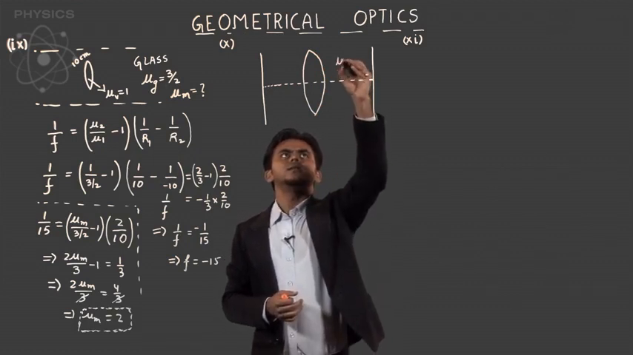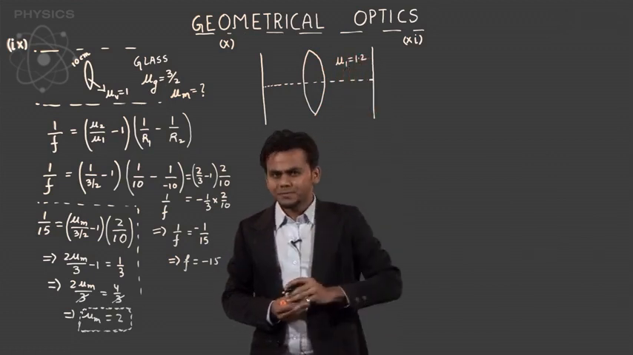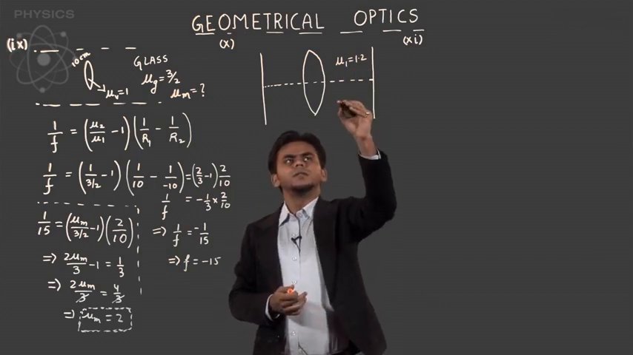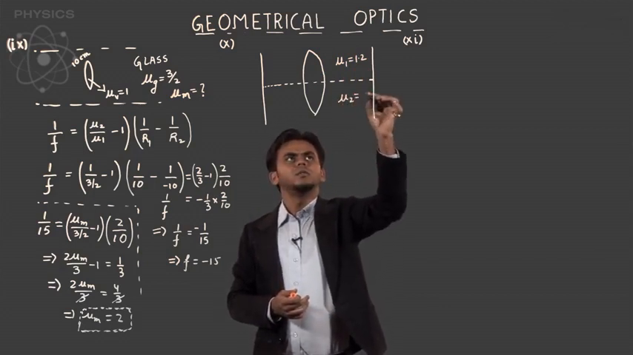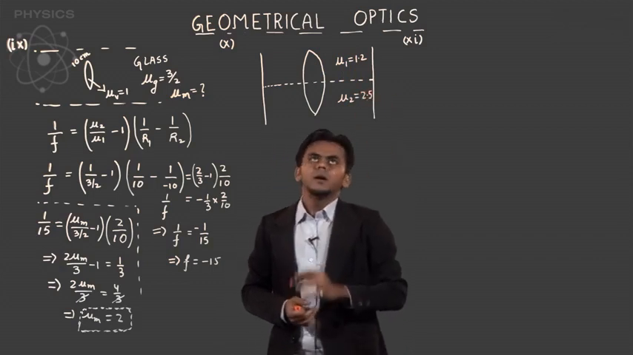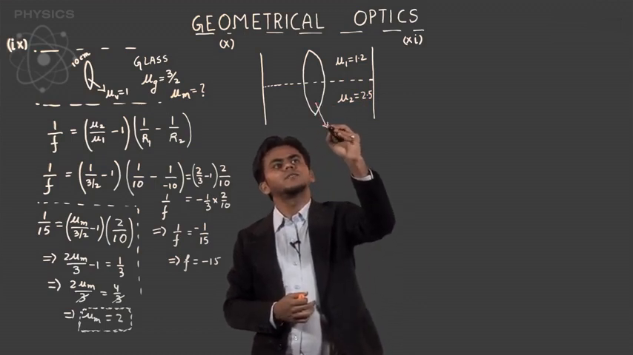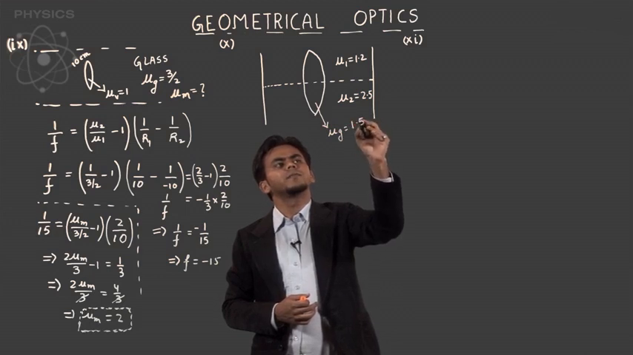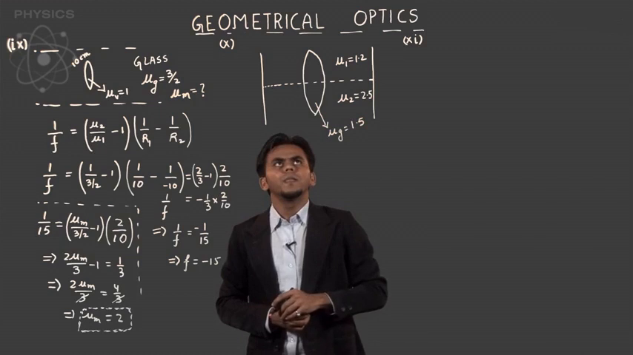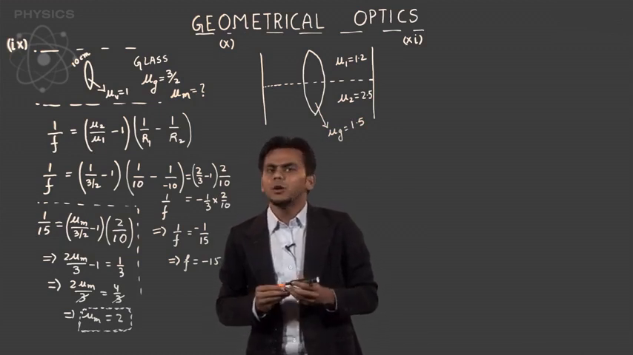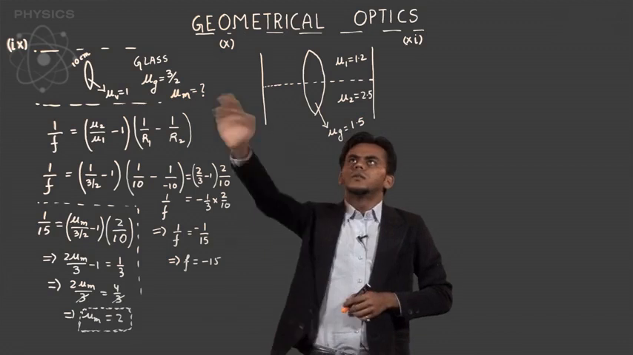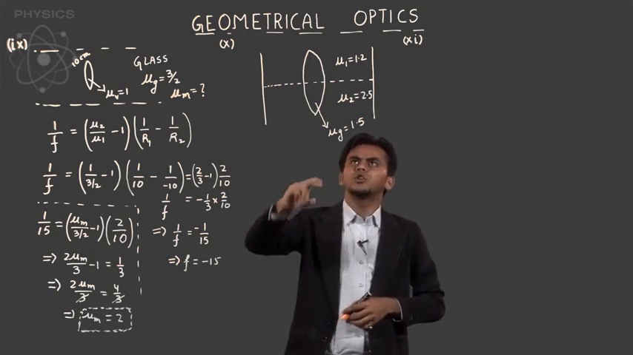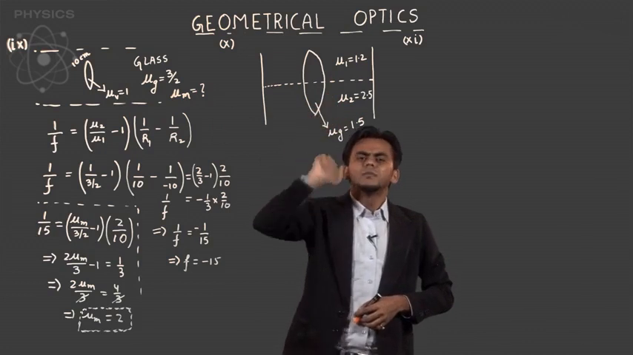This mu1 is 1.2 and this mu2 is equal to 2.5, and this is glass. So glass naturally has refractive index of 1.5. Now, if I keep an object at infinity, I will have different images formed because of both these two liquids.